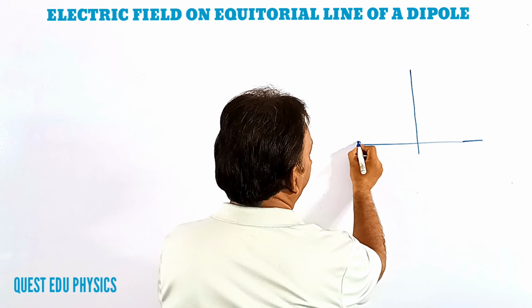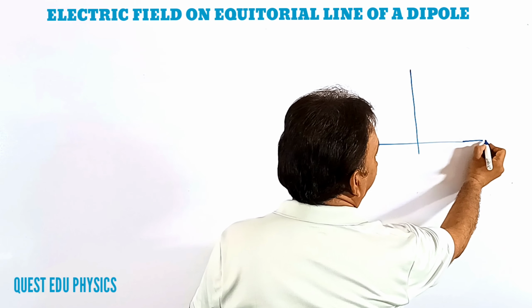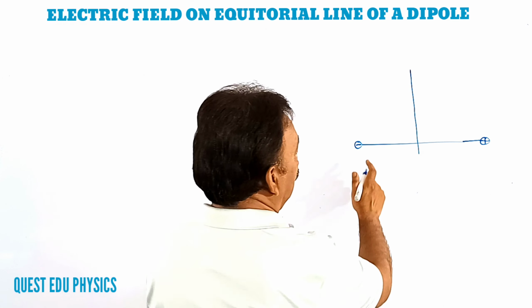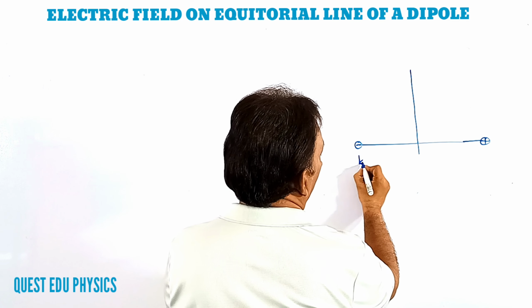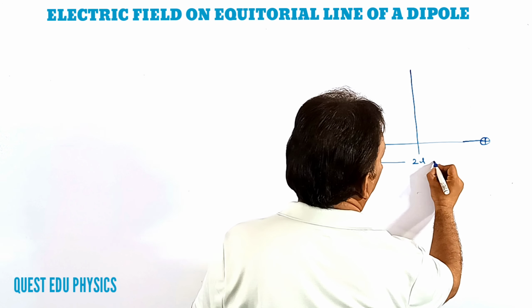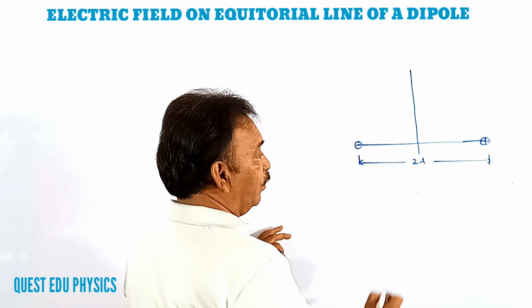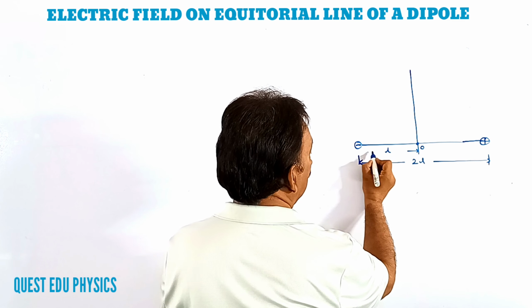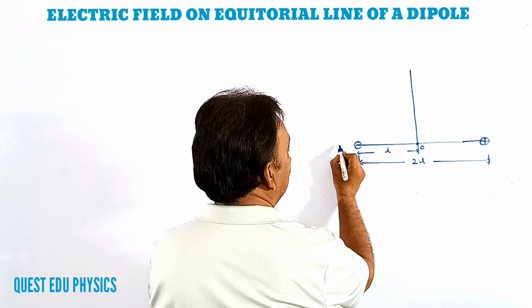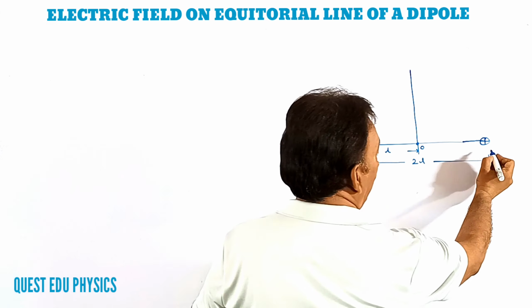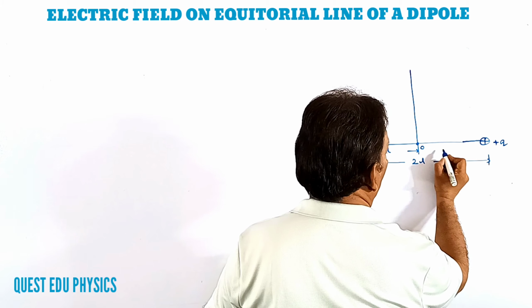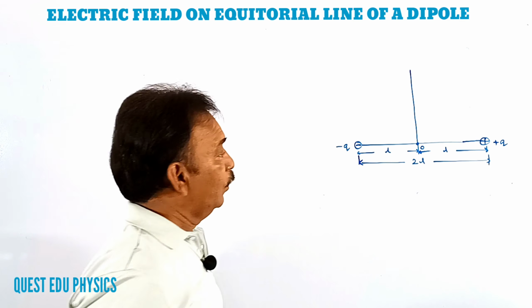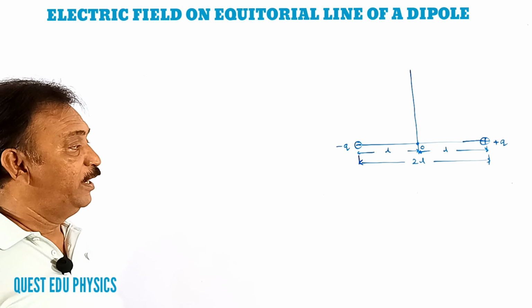Let's consider this is the negative charge and this is the positive. Okay, students, they have been separated by a distance of 2L. The center, say it is O, and the distance from the center to the first charge is L. Let's take it as negative q, and this one is plus q. So this is the situation we have created.